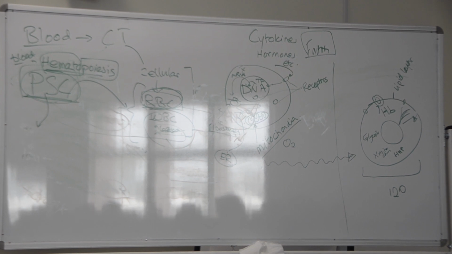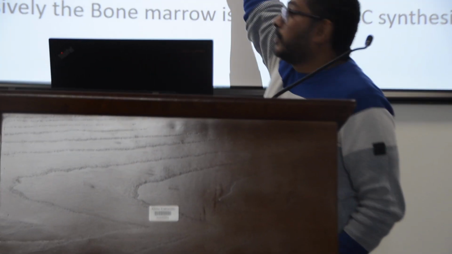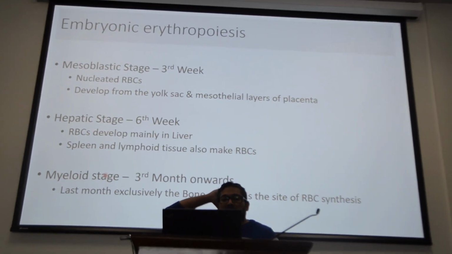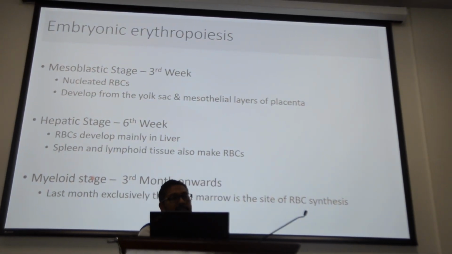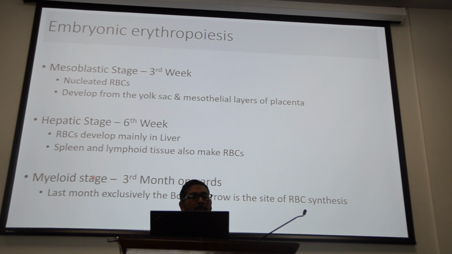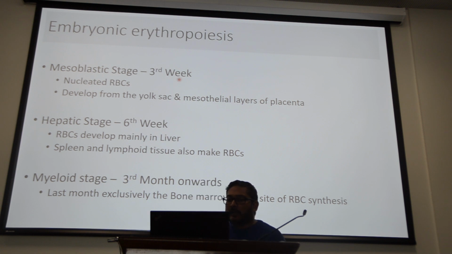Now, I'm just going to run through some crappy slides because that's just information. Embryonic stages, erythropoiesis kicks in very early. You have 3 stages. You've got the mesoblastic stage, hepatic stage, and the myeloid. Mesoblastic is as early as the 3rd week, and primarily the RBCs are nucleated at that stage, and they develop from the yolk sac and the mesothelial layers of the placenta.